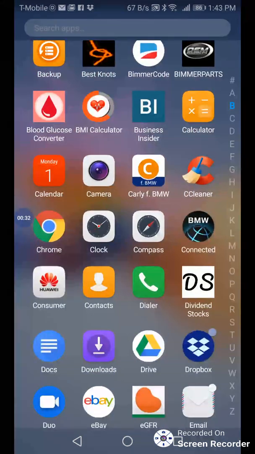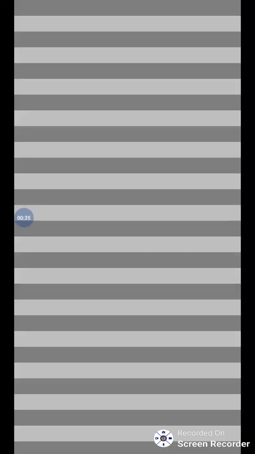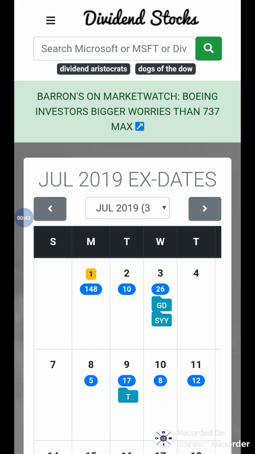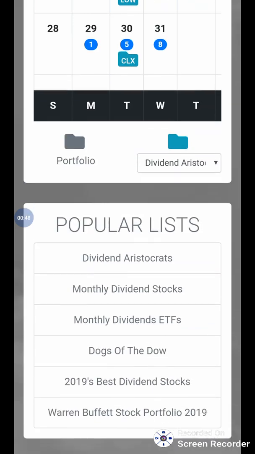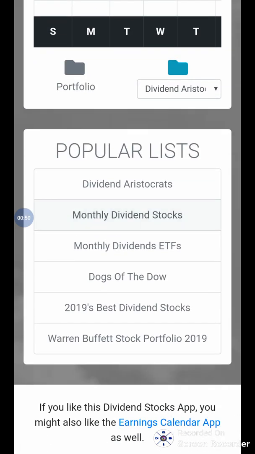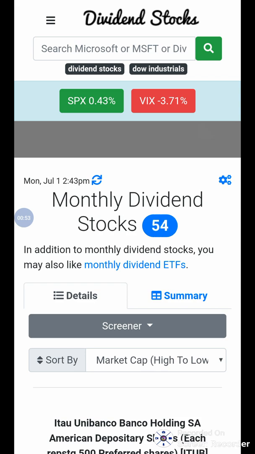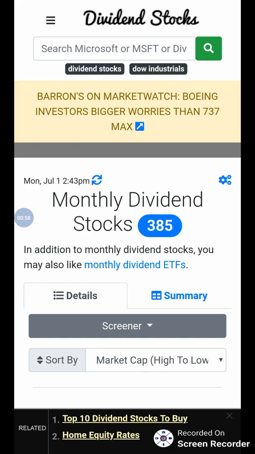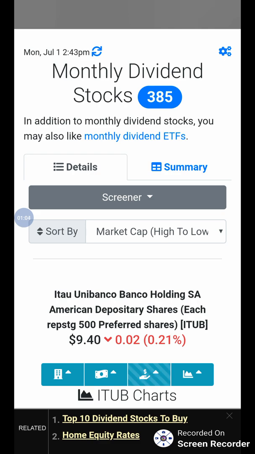So let's go down to DS, dividend stocks, and we'll bring that up. The first thing that comes up is forthcoming ex-dividend dates, by which you have to have bought the stock to be able to participate in the forthcoming dividends. And we'll go down here and look at monthly dividend stocks, which I just clicked. We'll notice here that it's going through its database and it came up with 385 stocks which pay monthly dividends, which is what we're interested in for cash flow to add to our portfolio for our spouse.